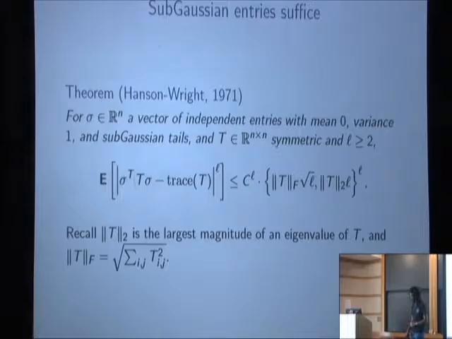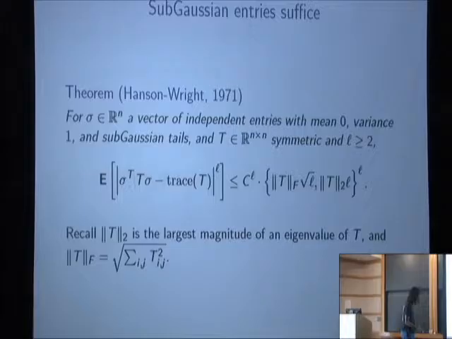Any questions? So C is an absolute constant? Yeah, C is a constant, an absolute constant. So nothing here depends on N. Nothing depends on N, that's correct. Well, the Frobenius norm is presumably going to grow somehow. I guess, yeah. It depends on what you're applying it to. But, yeah. Good.